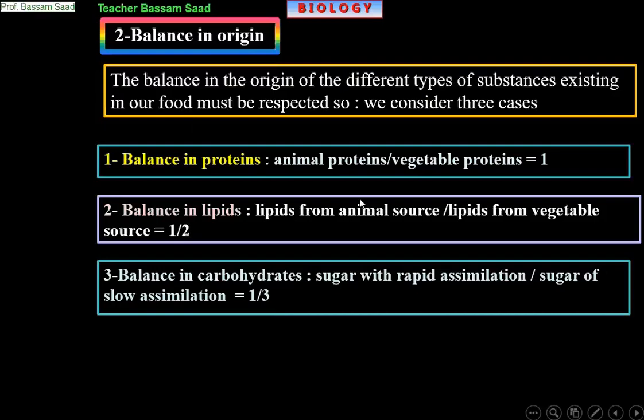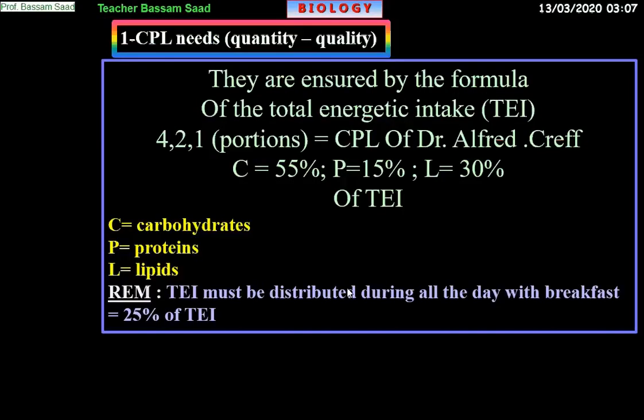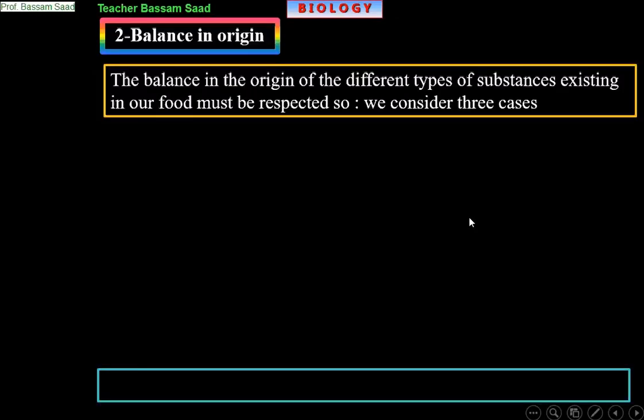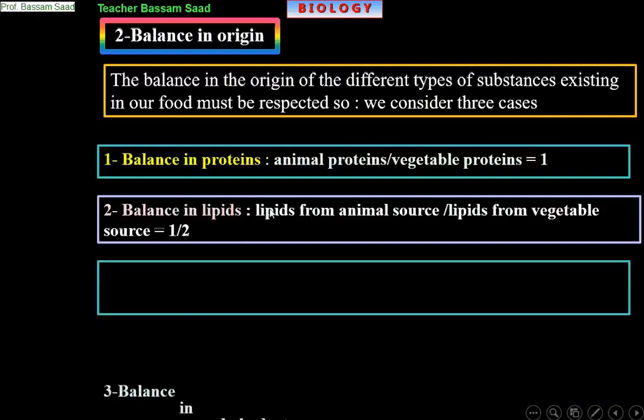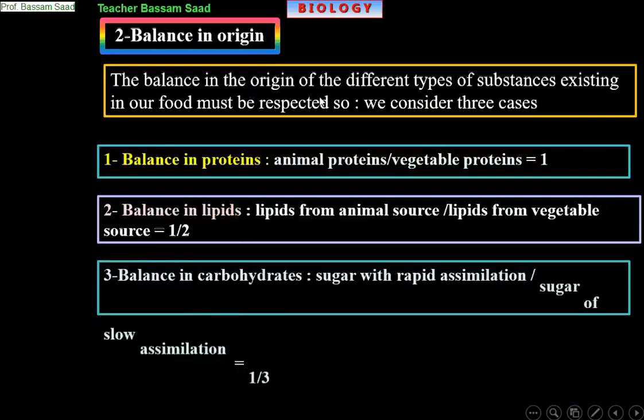It is also important to notice. First, the quantity of food related to the quantity of energy. Then Dr. Alfred Kraft distributed this quantity of food into carbohydrates, proteins, and lipids. Then, once you find the mass of carbohydrates, proteins and lipids, you must respect the balanced origin of these substances.